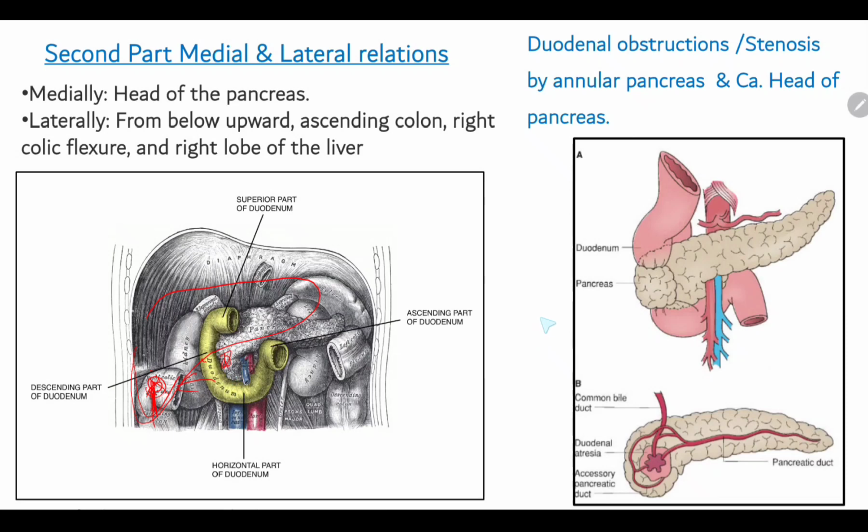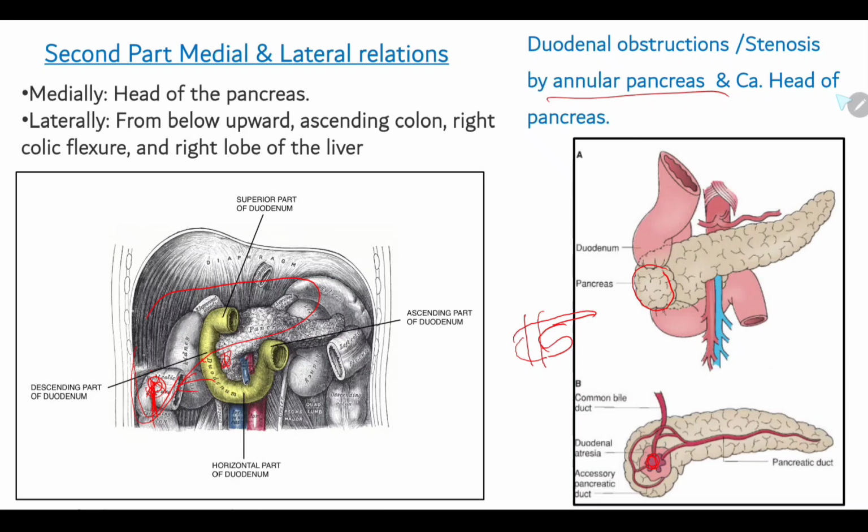Sometimes what happens is that here we have the duodenum and the pancreas makes a loop around the second part. You can see here the pancreas encircles the second part of the duodenum. So this is now the lumen of the pancreas. That condition is known as the annular pancreas.